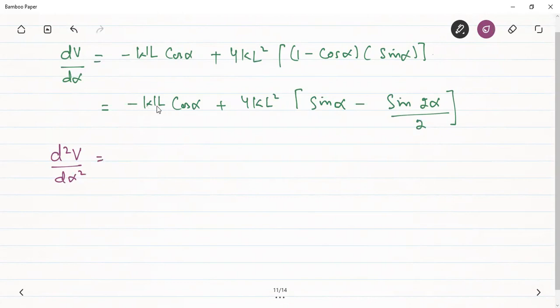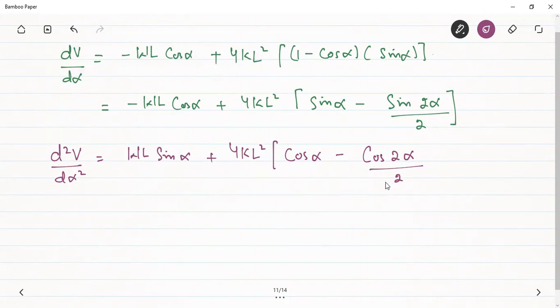This will be equal to minus WL. The derivative of cos alpha is minus sine alpha, so it will become positive WL sine alpha, plus 4k L square. The derivative of sine alpha will be cos alpha, and the derivative of sine 2 alpha will be cos 2 alpha, divided by 2, and multiplied with the internal differentiation. The internal differentiation of 2 alpha will be 2. So this will be equal to WL sine alpha plus 4k L square times cos alpha minus cos 2 alpha.